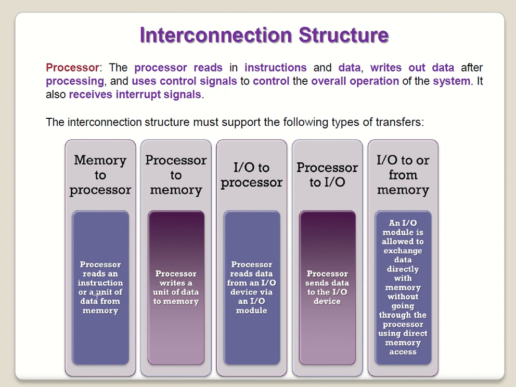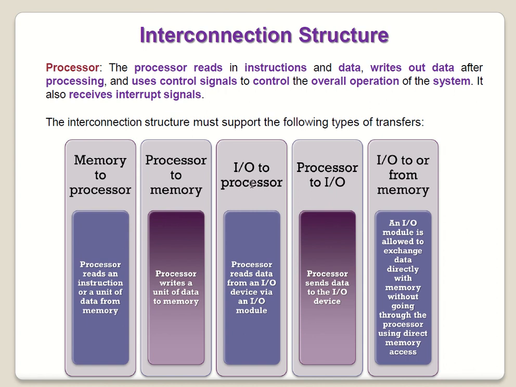Memory to processor. What does it mean? That means the processor reads the instruction or data from memory. Next one, processor to memory. That means the processor is writing instruction or data to the memory. This is the processor reading from memory. The second one is the processor writing to memory. And the third one is the processor reading data from an IO device. The fourth one is the processor sending data to the output device.